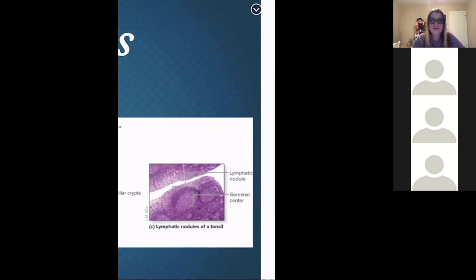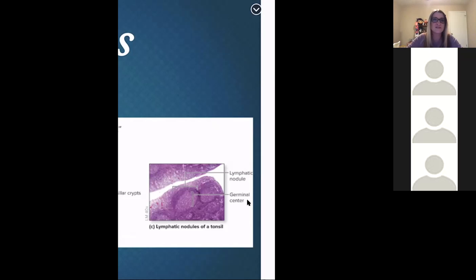Okay, so that's kind of what I was saying. A lymphatic nodule has the same structure inside the lymph node as it does in other areas. And so in tonsils, you have these as well. And then there's a germinal center in the middle of those.